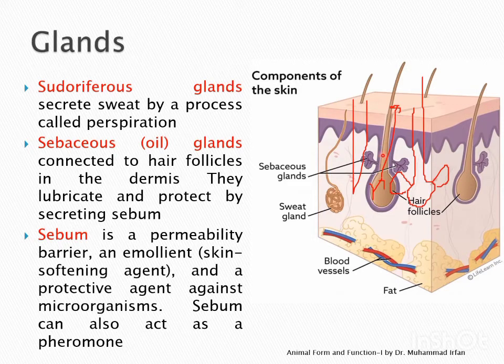Few of these sebaceous glands, in a few areas like lips, eyelids, and genitalia, are not associated with hairs, but they open directly onto the surface of the skin.